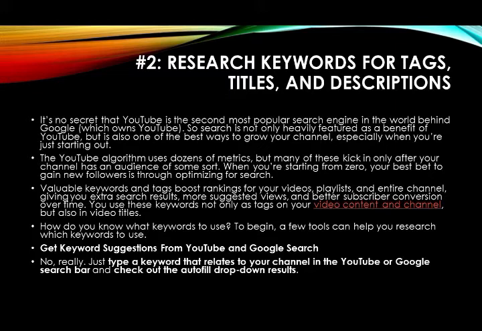The YouTube algorithm uses dozens of metrics, but many of these kick in only after your channel has an audience of some sort. When you are starting from zero, your best bet to gain new followers is through optimizing for search. Valuable keywords and tags boost rankings for your videos, playlists and entire channel, giving you extra search results, more suggested views and better subscriber conversion over time.